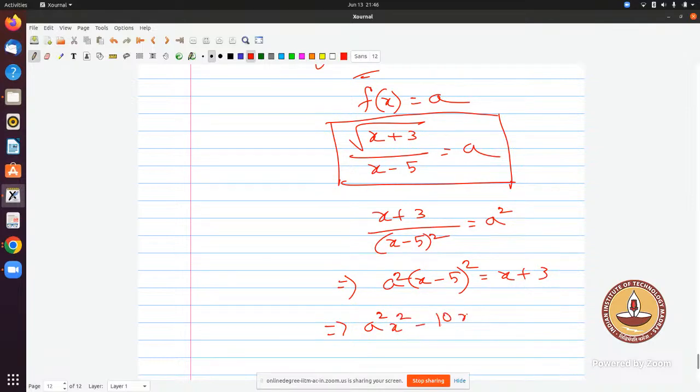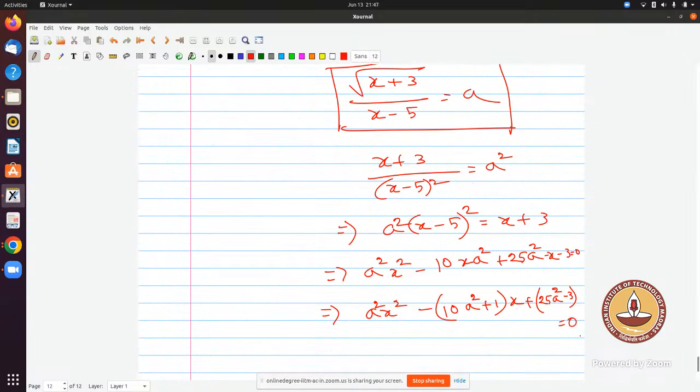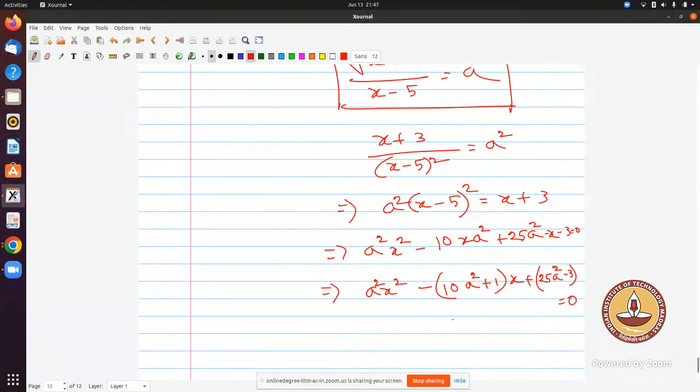But we have to exchange. Plus 25 square minus x minus 3 is 0. So I am getting some equation in x, right? It comes to codomain. Give me a minute. 25 square minus 3. I am getting something like this, right? And then I can solve x.